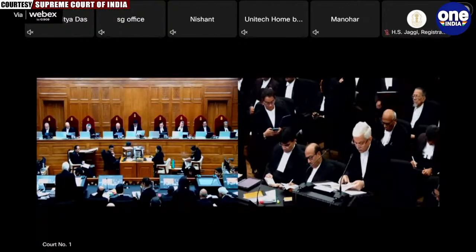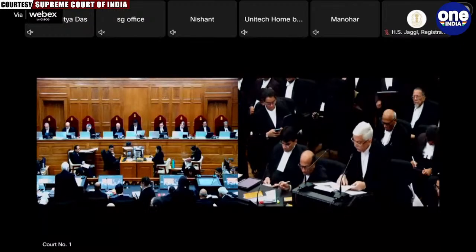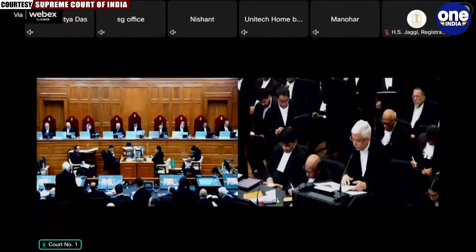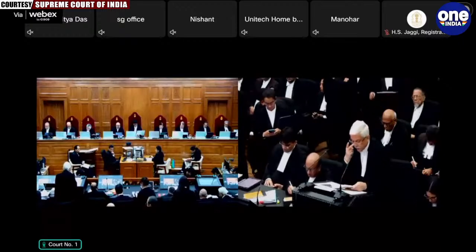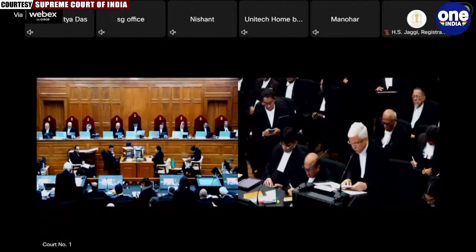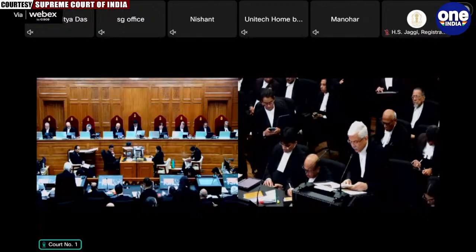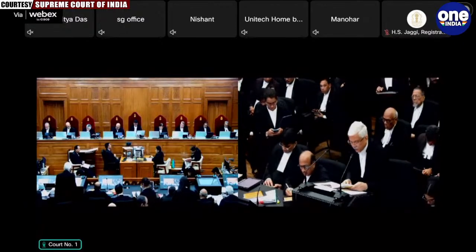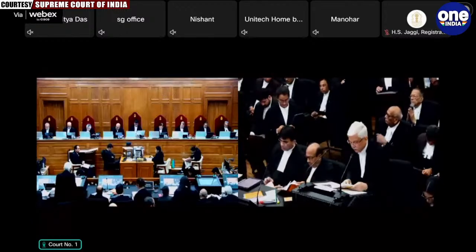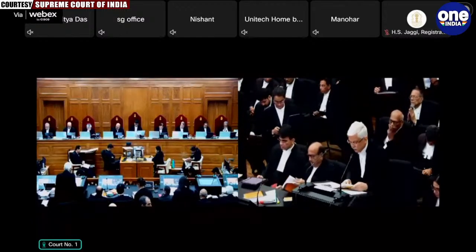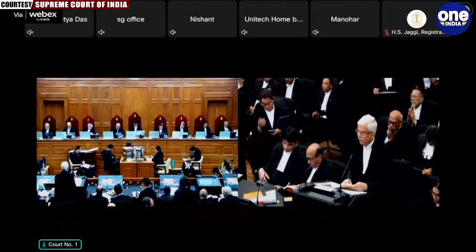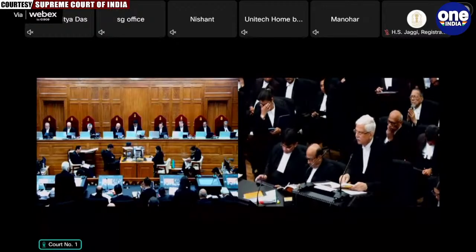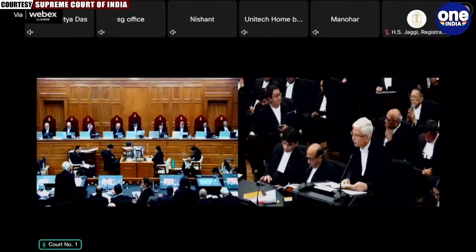Now, entry 12 of list 2: libraries, museums, and other similar institutions controlled or financed by the state, ancient and historical monuments and records other than those declared by or under law made by Parliament. A reflection of that amendment is here also.